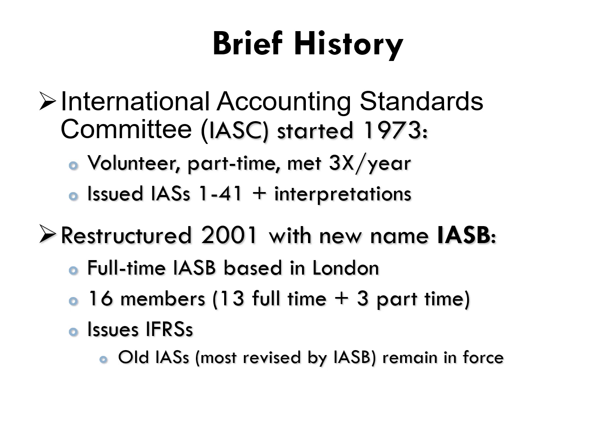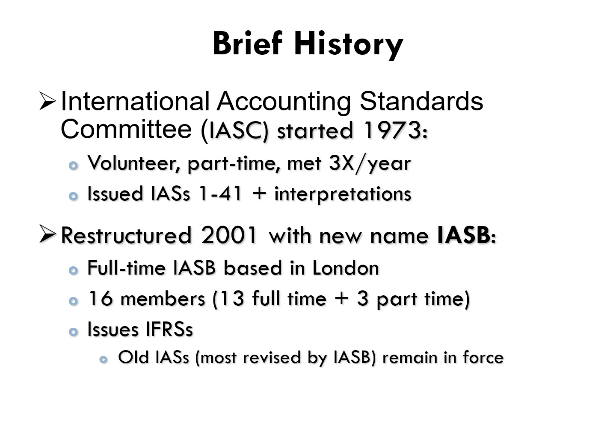volunteers. They worked part-time, and they met 3 times a year. Even though they worked as volunteers and part-time, they were able to issue international accounting standards, around 14. We have IAS 1 to 41, including some interpretations.